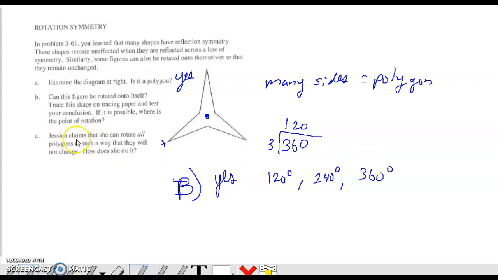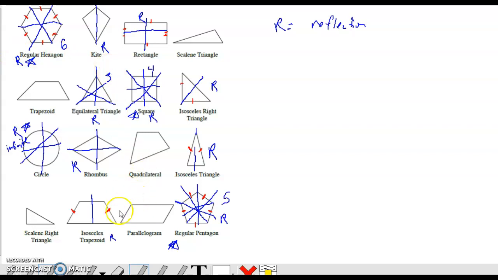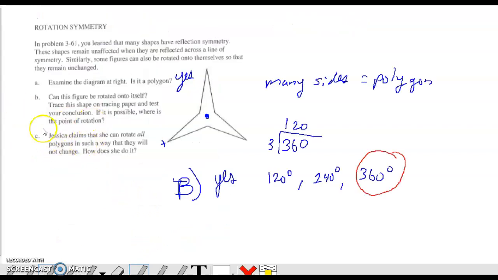Okay? She just explains that she can rotate all polygons in such a way that they will not change. How does she do that? What she's talking about right here is the 360. Any shape that you rotate 360 degrees will come back unchanged, like a reflection symmetry. We don't want to call that reflection symmetry because it doesn't really change our problem, right? So that's what Jessica is talking about.